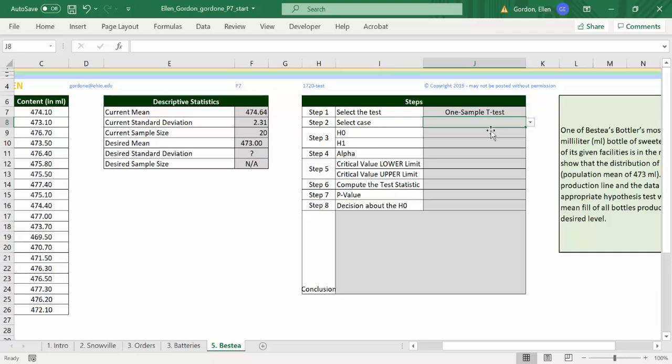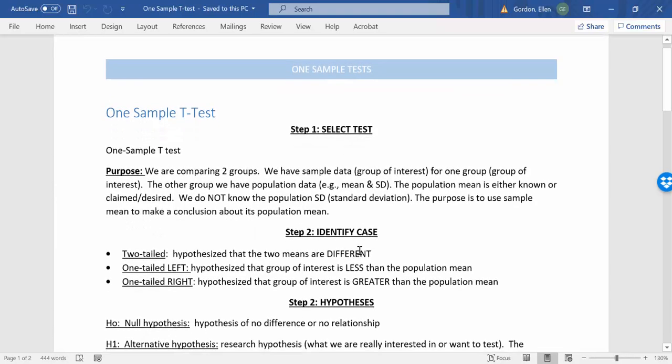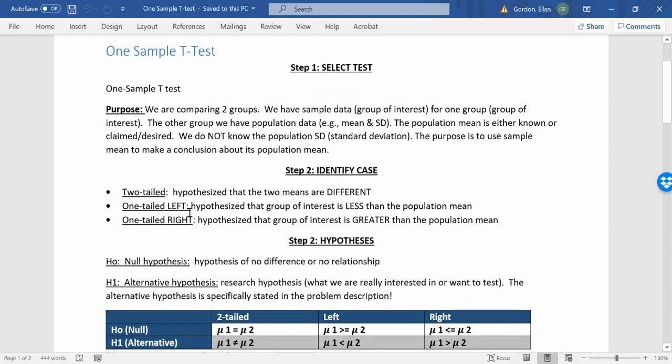The next step is to identify the case. This handout is posted on ISMS. I recommend when you complete future problems to use it as a guide. If you remember, the case is based on the alternative hypothesis, and it can be two-tailed, one-tailed left, or one-tailed right.